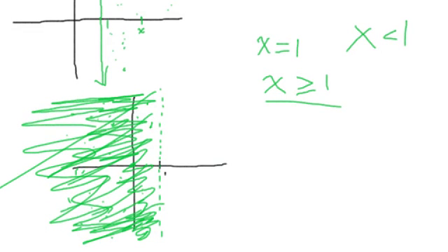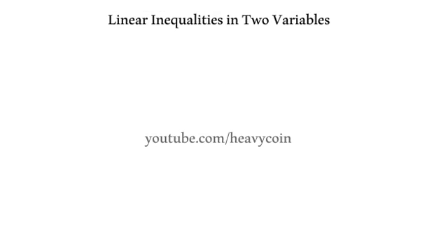Alright, so let's get a little bit more complicated here. We can get just a little bit more complicated. What if I wanted to graph, let's say we wanted to graph x minus y is greater than or equal to 0? We wanted to graph this. Alright, so this is what we're going to do.